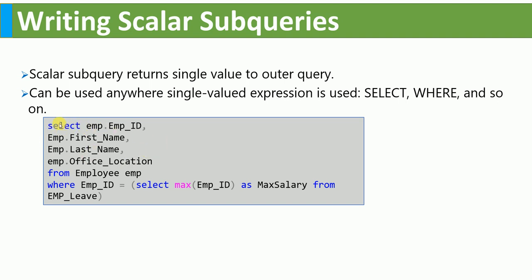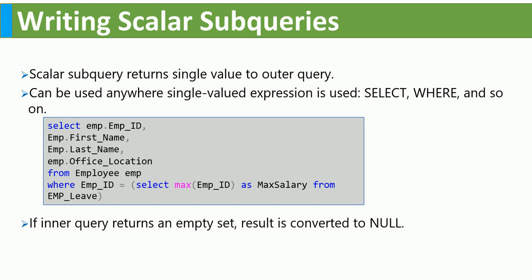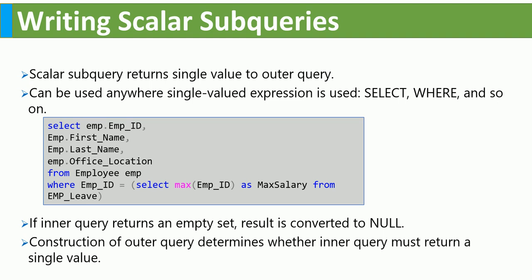This is your outer query till here, and this is the inner query I use to pull the data. If the inner query returns an empty value, the result is converted to null. So if you don't have any value from the inner query, then your value will be converted to null. The construction of the outer query determines whether the inner query must return a single value, so your inner query should return a single value as output.